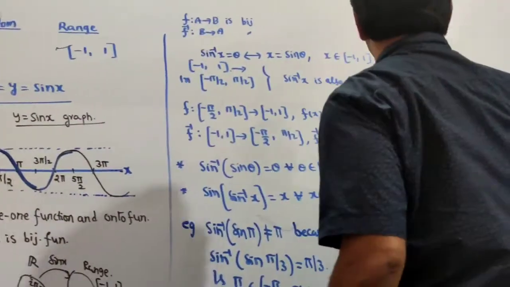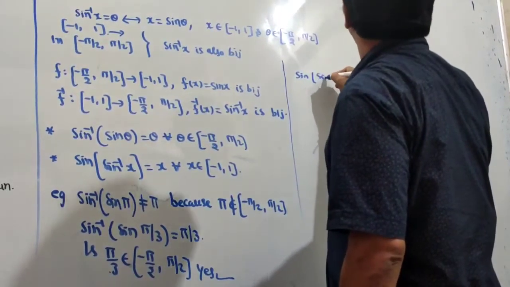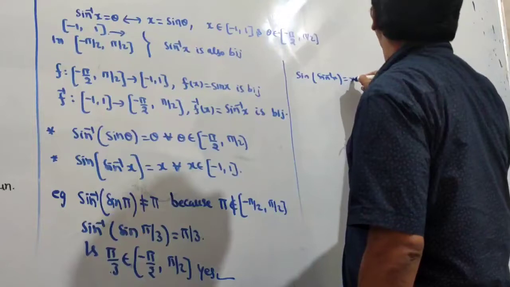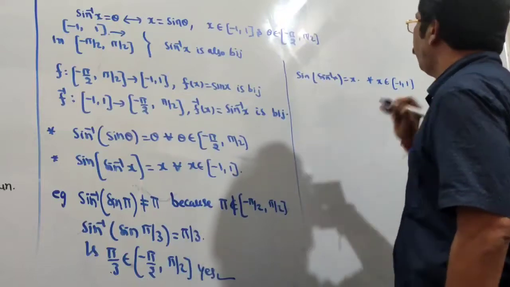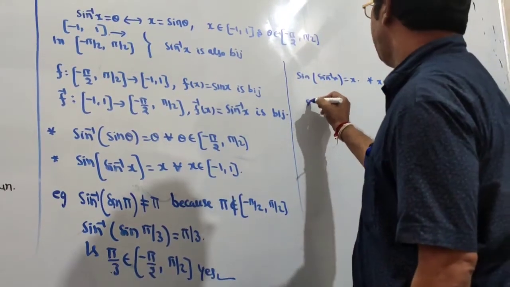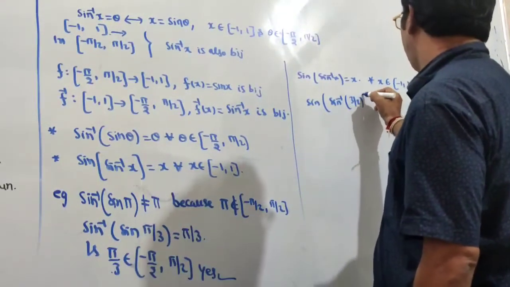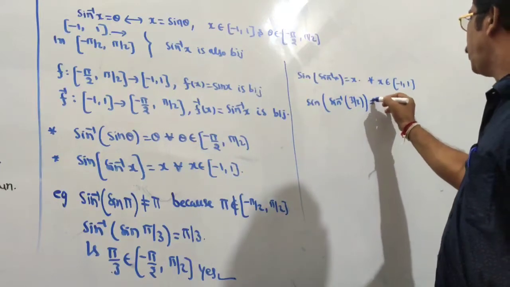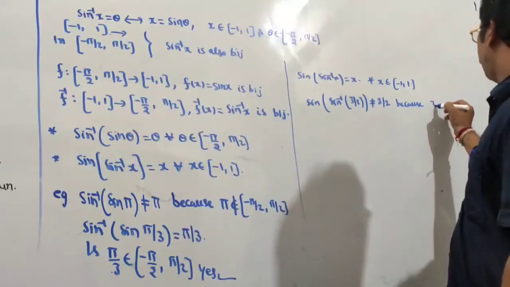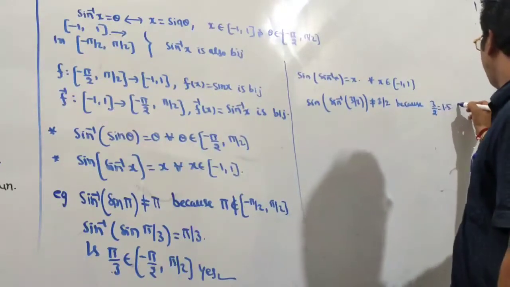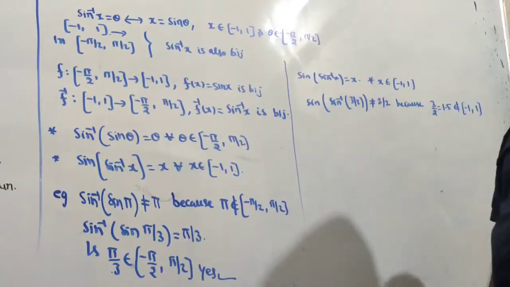Here, for the second one, sin of sin inverse x is equal to x. So x must belong to the closed interval of minus 1 comma 1. One example, sin of sin inverse of 3 by 2. It should not be equal to 3 by 2, because 3 by 2 means what? It is 1.5. 1.5 is beyond the limit of the closed interval of minus 1 comma 1.